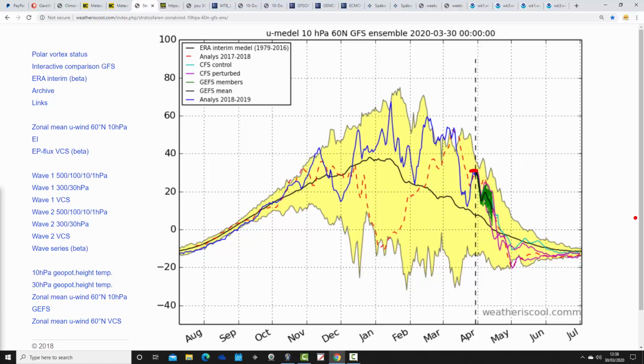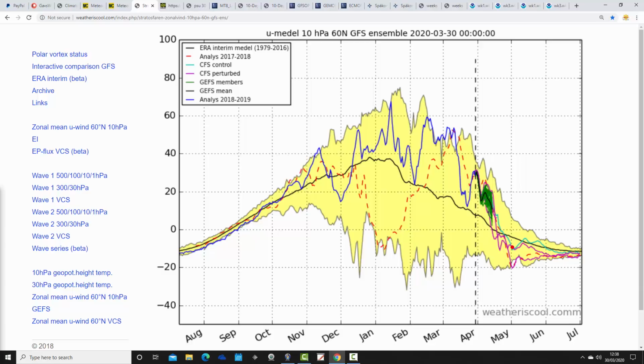The GFS ensembles have the green lines just here. They are depicting a further weakening of the zonal winds over the next couple of weeks. So around 2 weeks' time, that's where the GFS ensembles have the zonal wind. Still stronger than average, though. Remember, the black line is a trend line, so the zonal wind, as we go into early to mid-April, should be around there, really. So even in a couple of weeks' time, the zonal wind and the polar vortex, therefore, is still stronger than average.